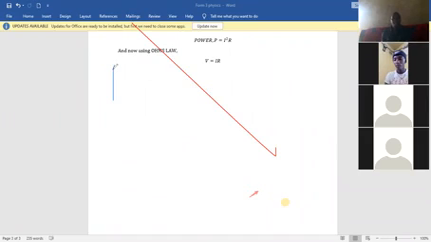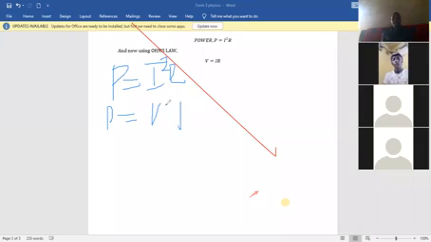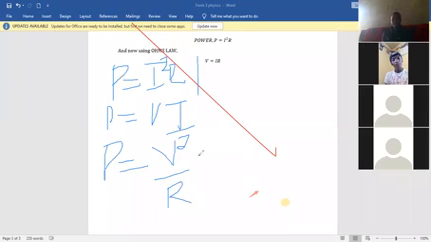We have power equal to I squared R. Power is equal to V I. Power is equal to V squared all over R. Those 3.